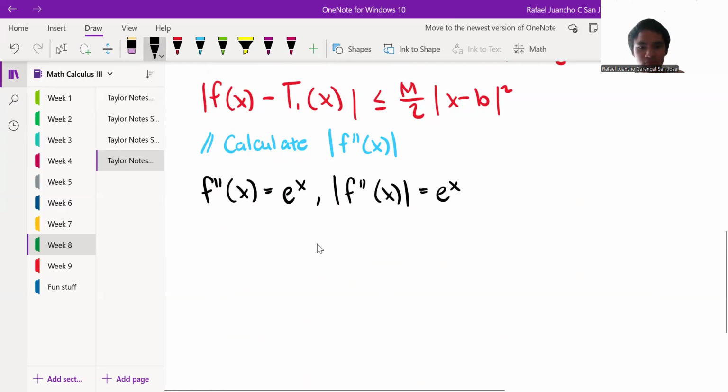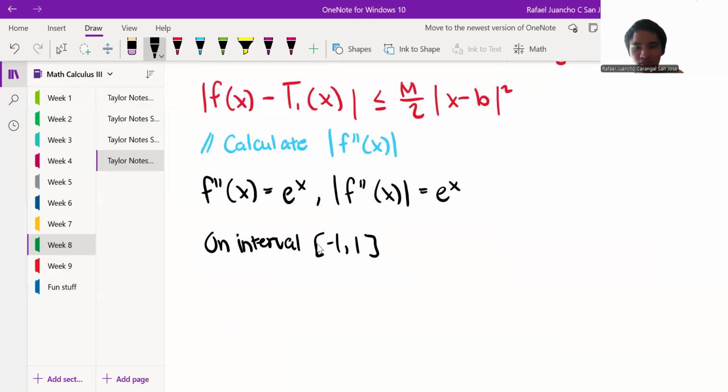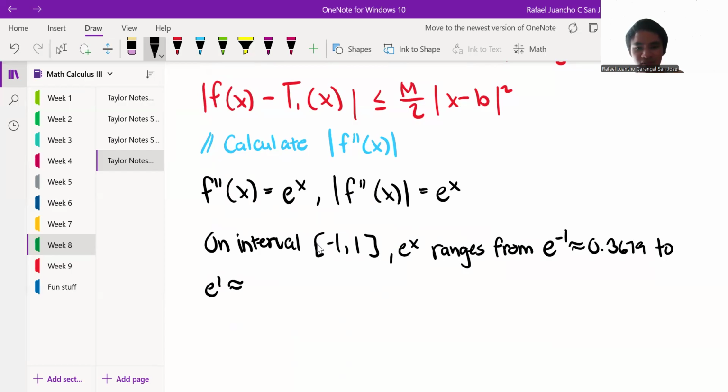So on interval -1 to 1, e of x ranges from, say, e to the -1, which is around 0.3679, all the way to e to the 1, which is around 2.7183.